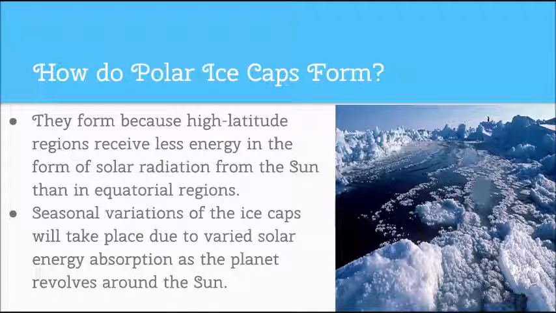Polar ice caps form because high-latitude regions receive less energy in the form of solar radiation from the sun than in equatorial regions. This results in lower surface temperatures. Seasonal variations of the ice caps will also take place due to varied solar energy absorption as the planet revolves around the sun. Additionally, the ice caps may grow or shrink due to climate variation.